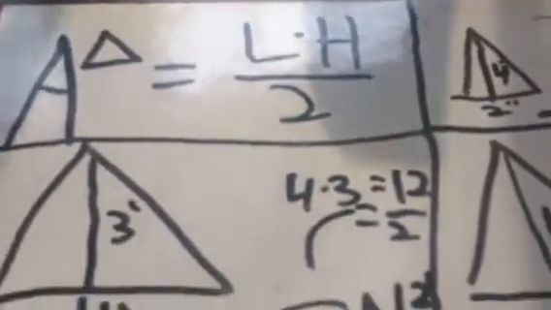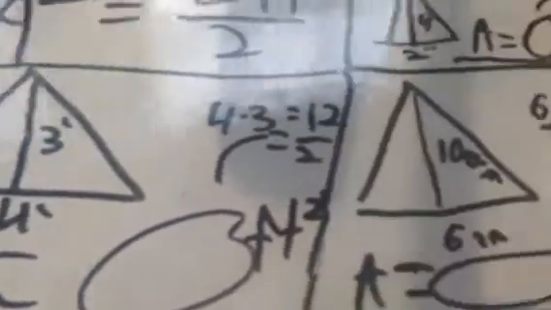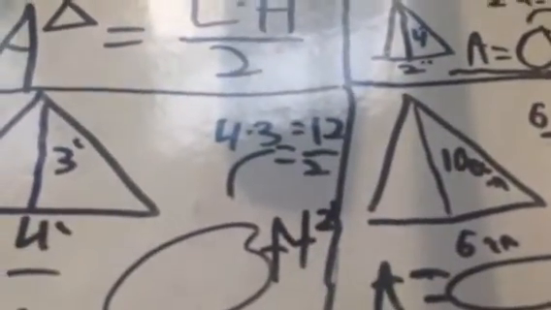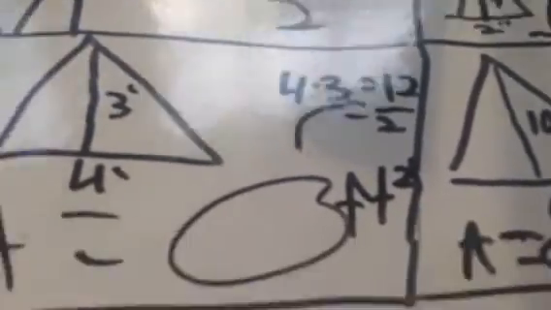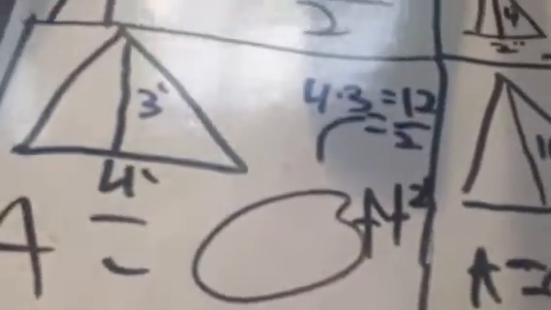How to find the area of a triangle. To find the area of any triangle, you take the length and the height, multiply them together, and divide them by 2. Let's see, what about this one? The length of 4 feet and a height of 3 feet, multiply to 12 feet. Then if you divide them by 2, then you will get an area of 6 feet squared.